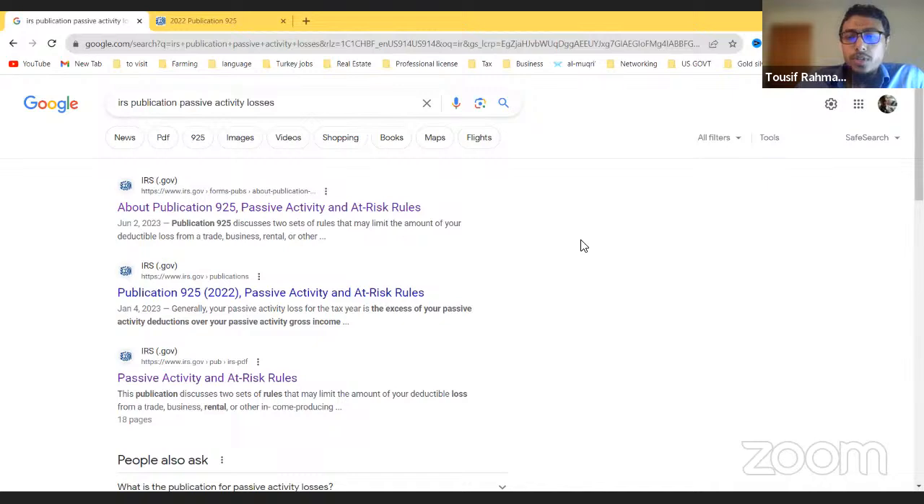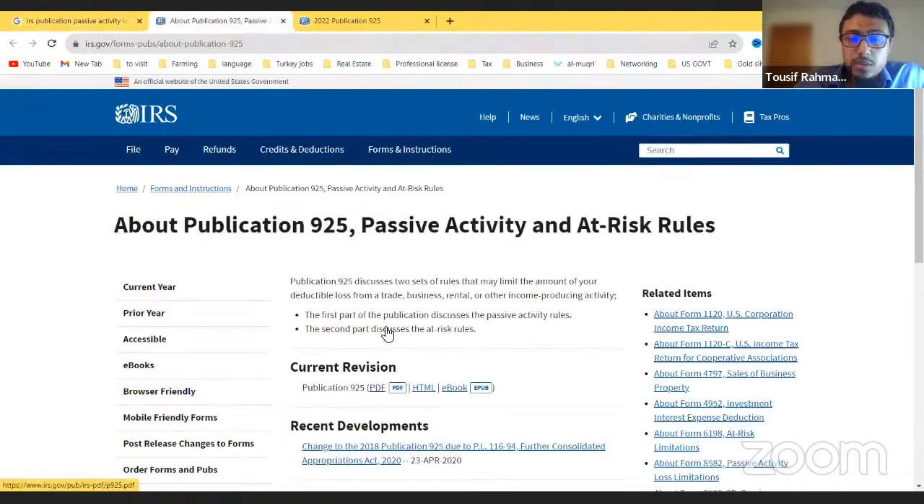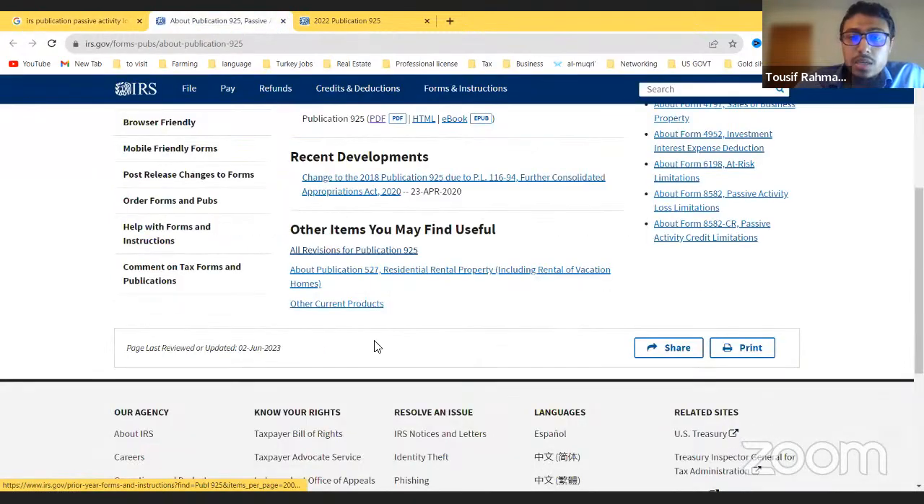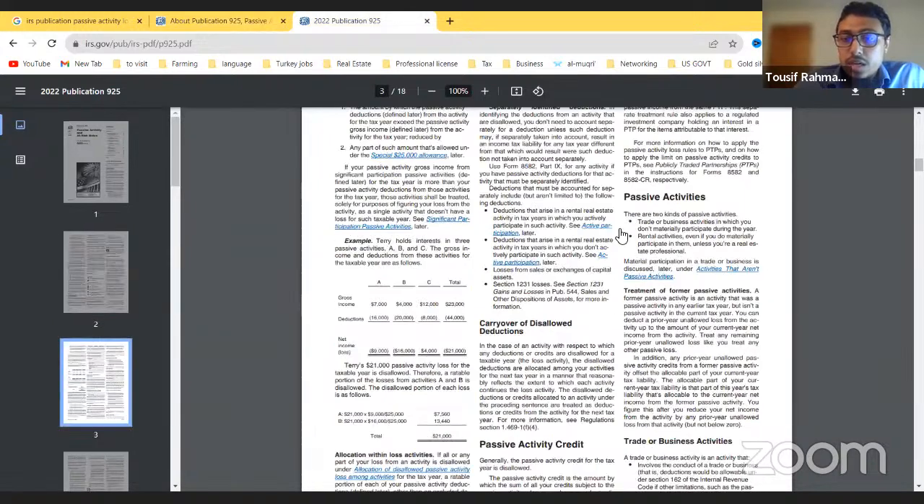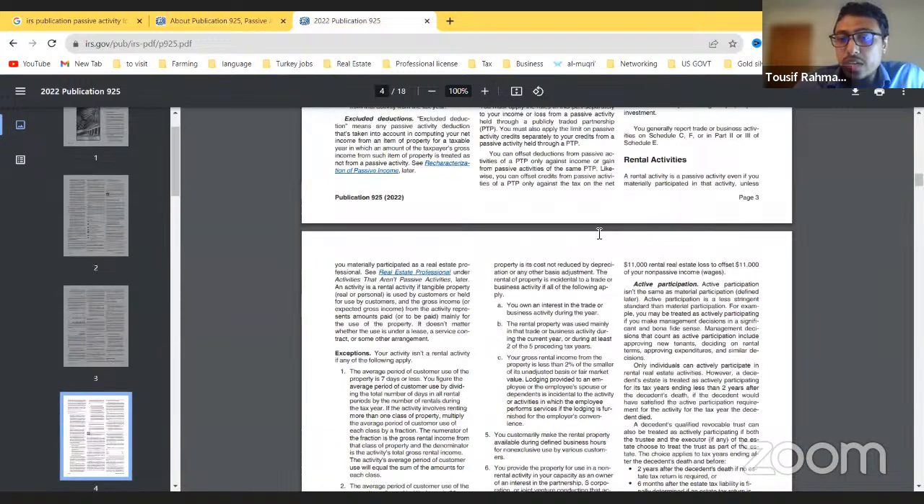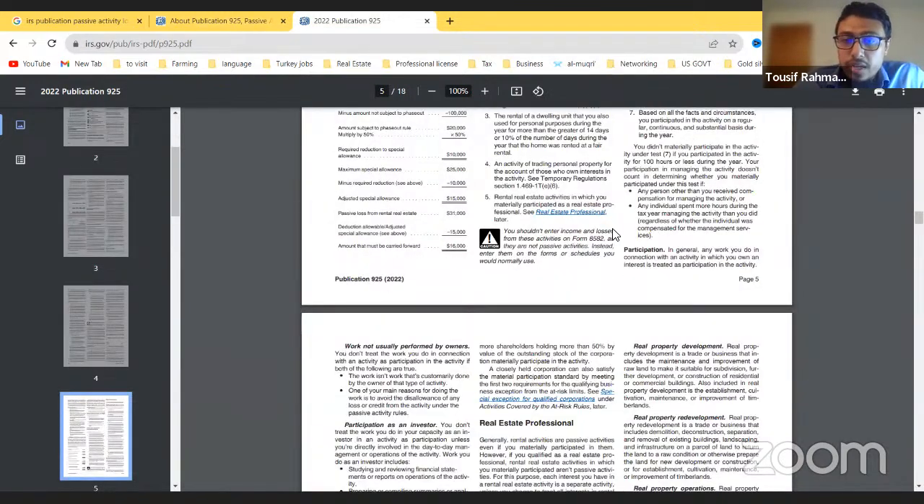So if you want to understand, just in case, hey, where do I really get absolute information? Go to IRS passive activity loss. This is about Publication 925. It's going to pop up a link on the IRS website. You can check out the PDF and also all revisions and associated links. This is where you have all the passive activity losses. Now, this publication actually speaks of what and how you can or cannot take things.